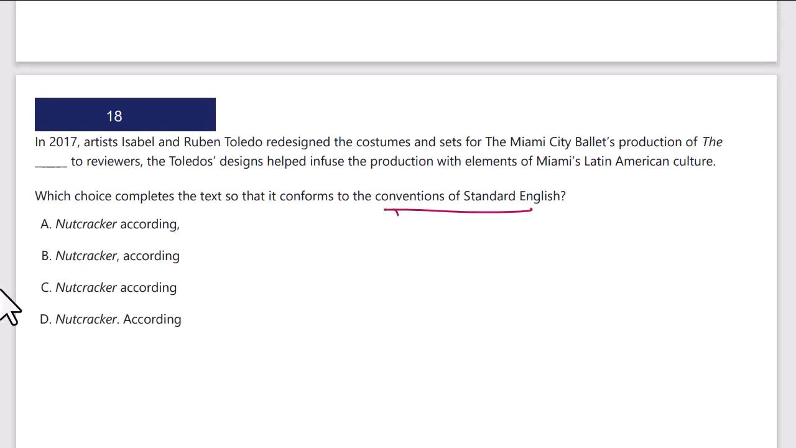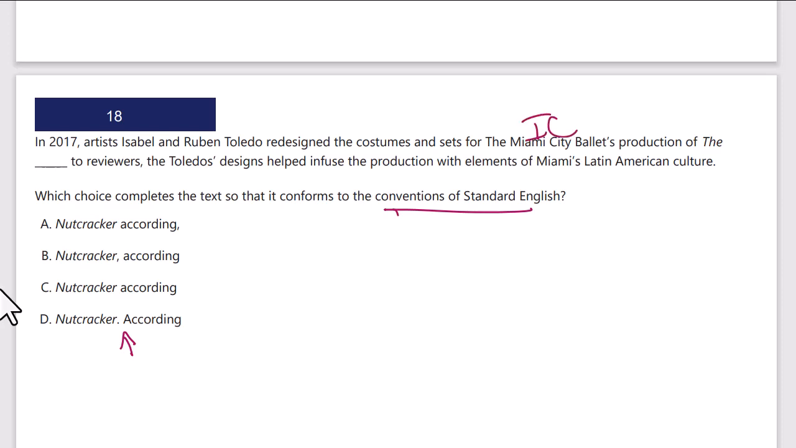Grammar question, nutcracker, comma, according, comma, or a period. So the period's the only one that combines independent clauses. I'm going to probably start there as the possible answer. Let's check. In 2017, artist Isabel and Ruben Toledo redesigned the costumes and sets for the Miami City Ballet's production of The Nutcracker. That's an independent clause.